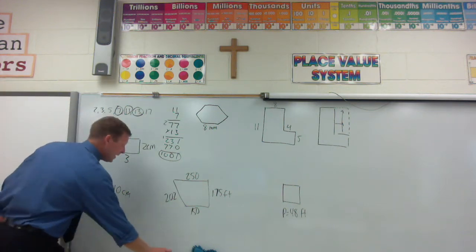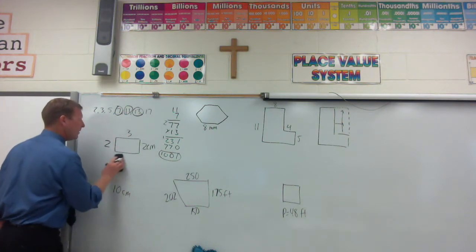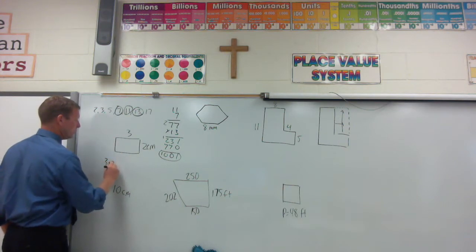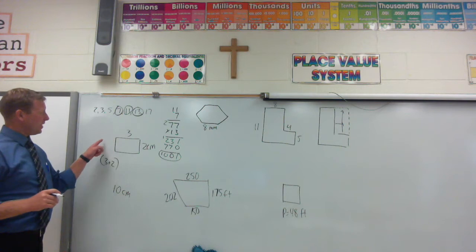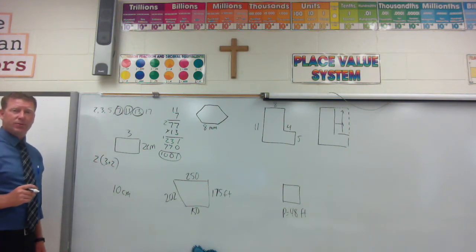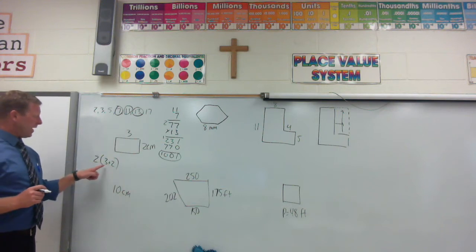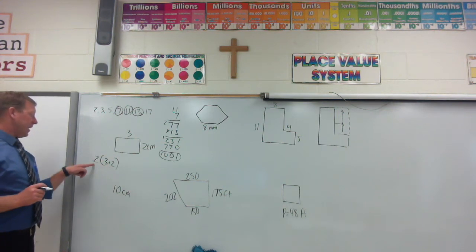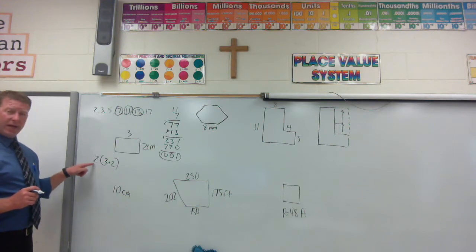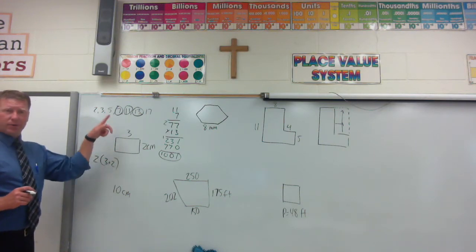Your other choice, guys, is you could add the length and the width. So I can take 3 plus 2, and I know that I actually have 2 widths and 2 lengths, so I can take my answer times 2. So you could add your 2 sides. 3 plus 2 is 5, times 2 is 10. Now, I like this way, guys, if it's bigger numbers.